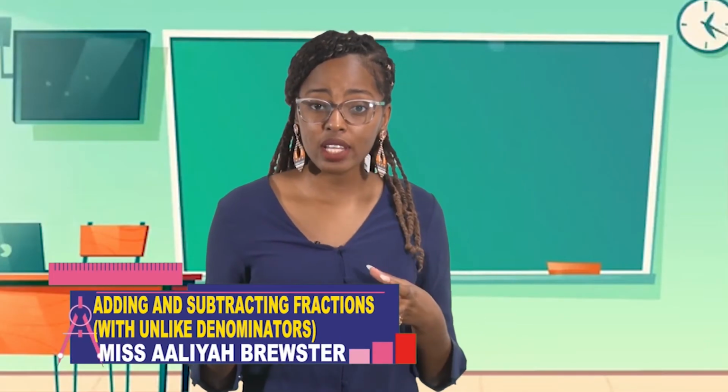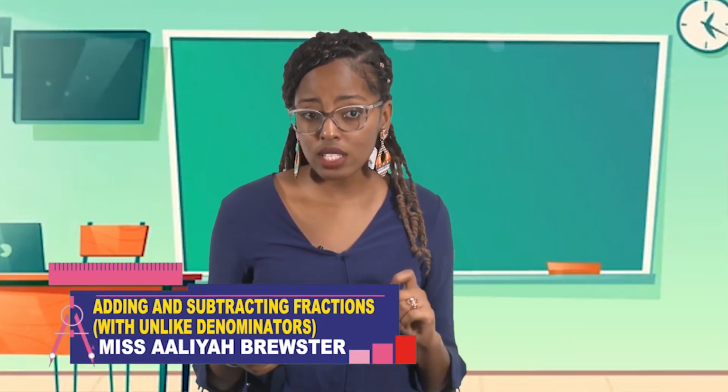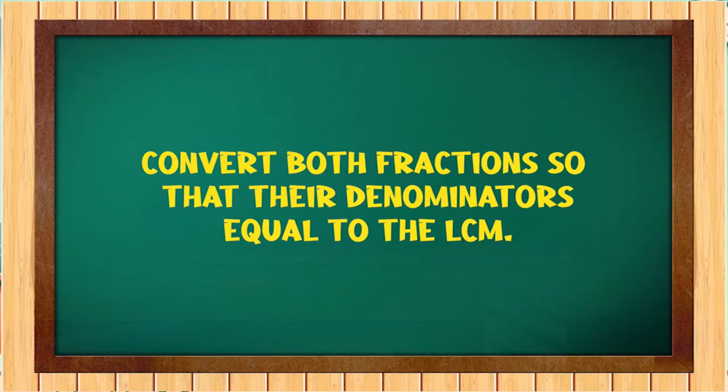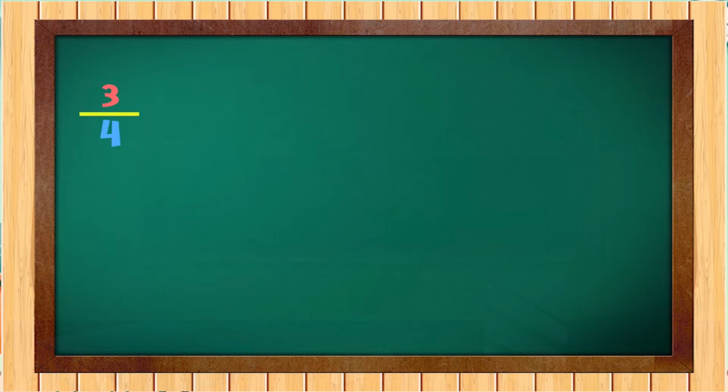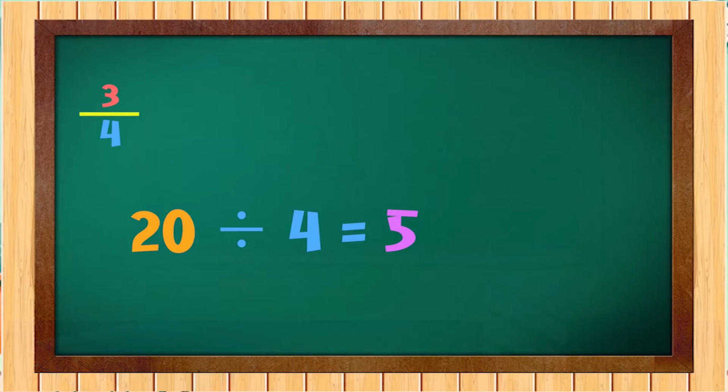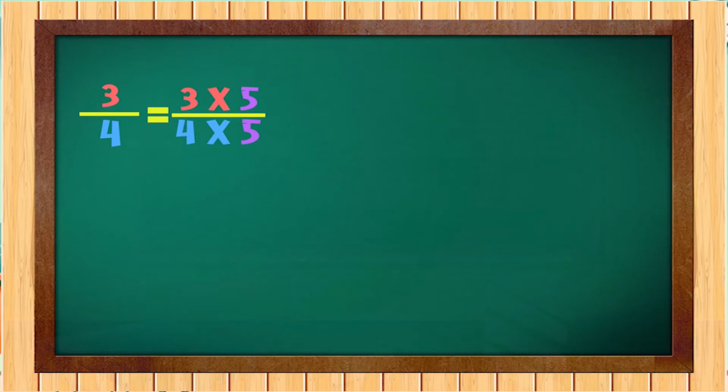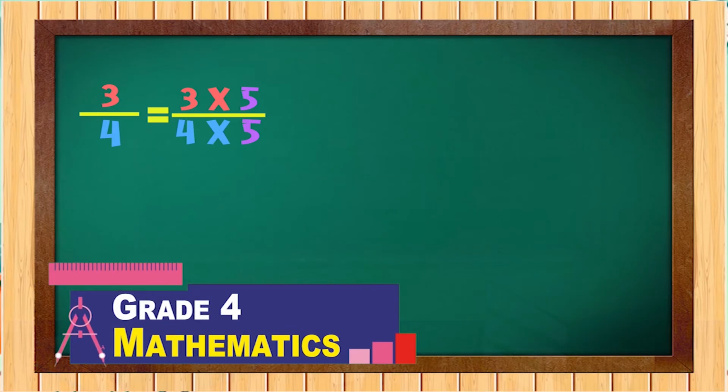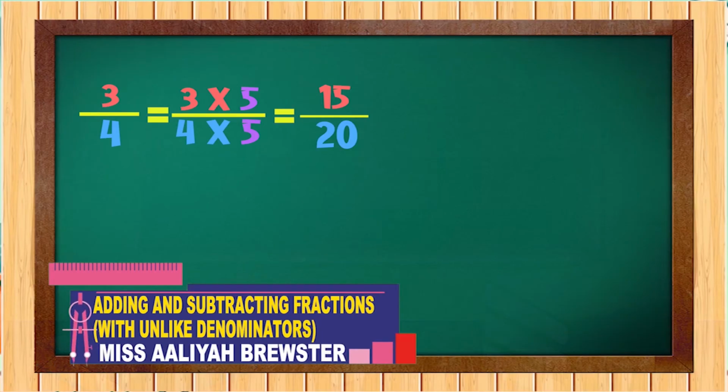Continuing with our working, now that we know the LCM is 20, we can convert both fractions to make them equal so that it's easier for us to add. To do this, let's look at the first fraction, which is 3/4. We divide the LCM by the denominator. In this case, 20 divided by 4 is equivalent to 5. Okay, now we multiply 5 by the numerator and 5 by the denominator. So 5 times 3 is 15 and 5 times 4 is 20. So 3/4 is converted into 15 twentieths.